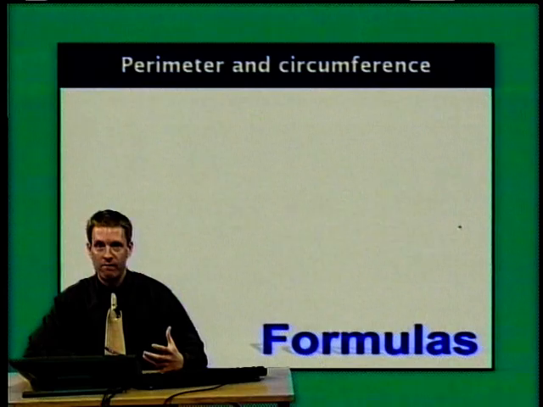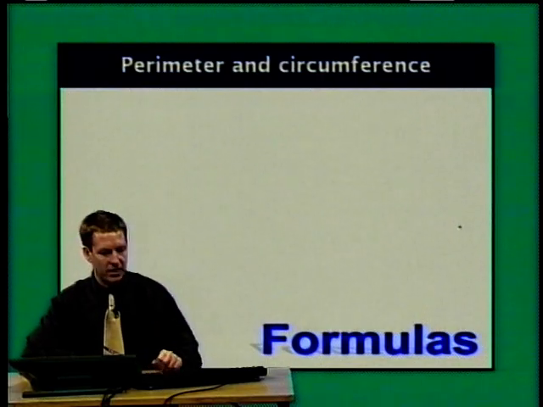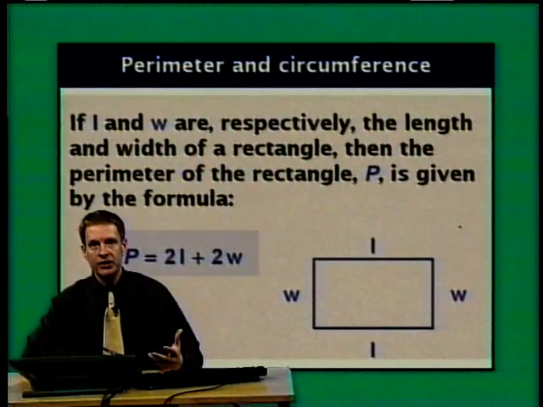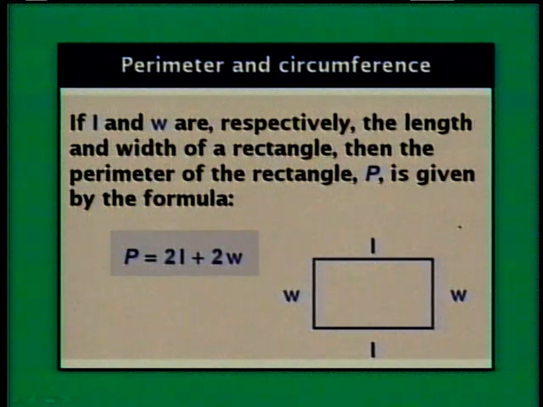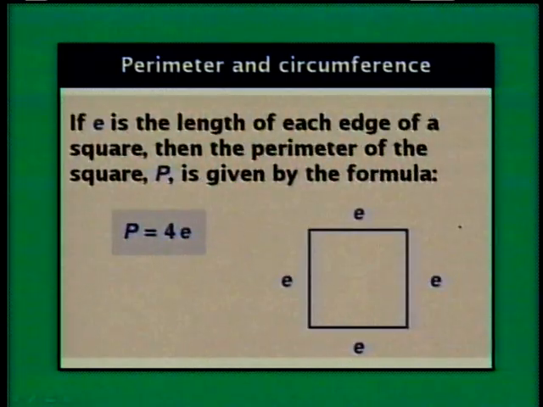Let's get some formulas out there for perimeter and circumference. We just used this formula in our last example. If L and W are respectively the length and width of a rectangle, then the perimeter of the rectangle P is given by the formula P equals 2L plus 2W. We can take that formula and extend it to the special rectangle called a square. If E is the length of each edge of a square, then the perimeter of the square P is given by the formula P equals 4E. We can see in our picture, E plus E plus E plus E is 4E.